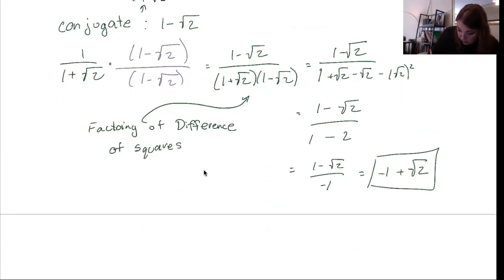Of squares. Squares, right? And you can see that 1 and, well, 2 isn't a square, but the square root of it is square root 2. So it only works with square roots because of the difference of squares.